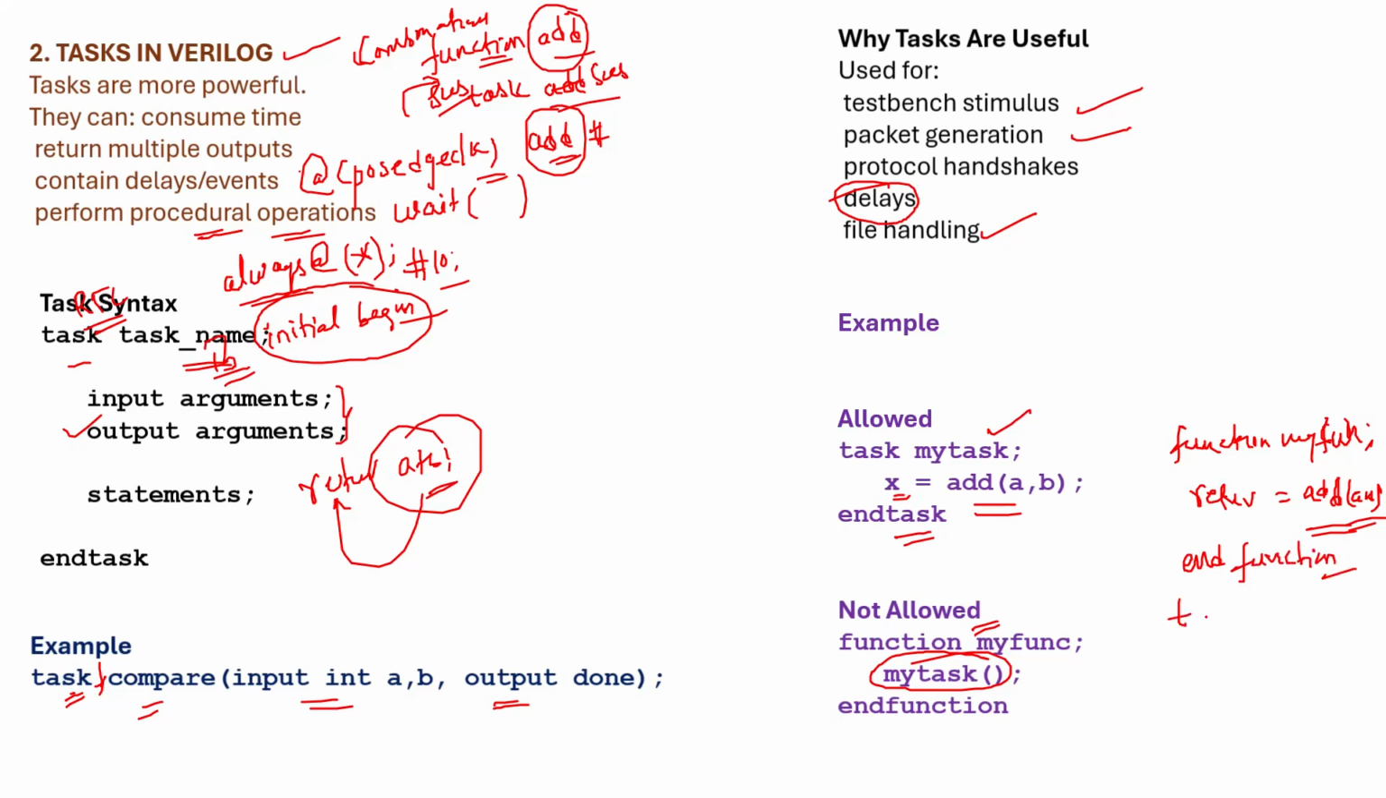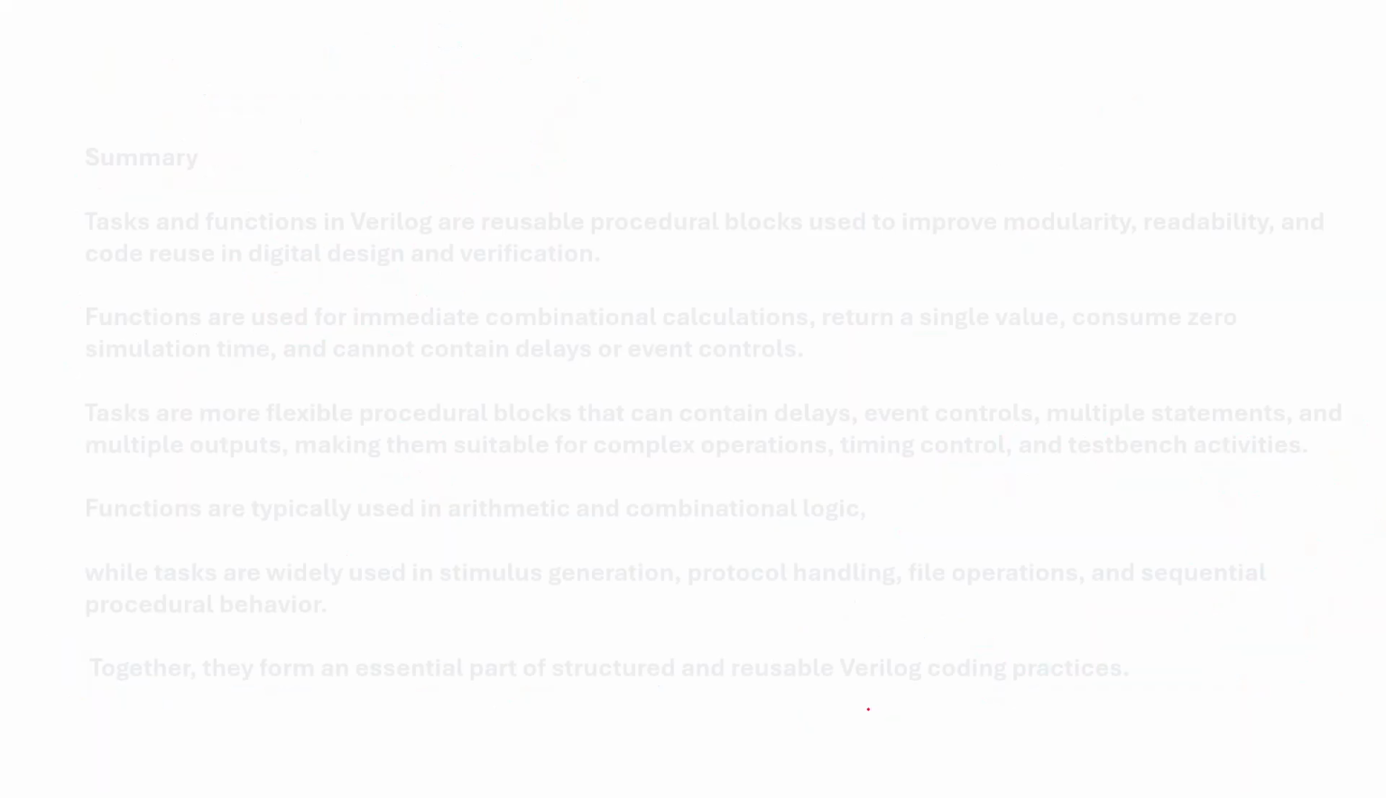Now I have written the task. So task, my task. Okay, so I will call this my function here. That is possible, but this my task cannot be called in my function. Okay, because it is having some delay in this statement. Suppose delay I have written, then this delay is not allowed in this function. Okay, that is the reason we are not calling that task in a function.